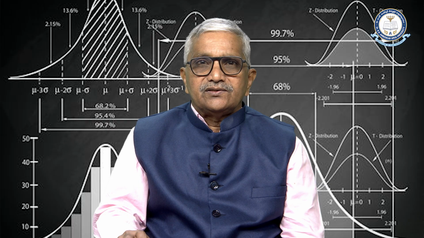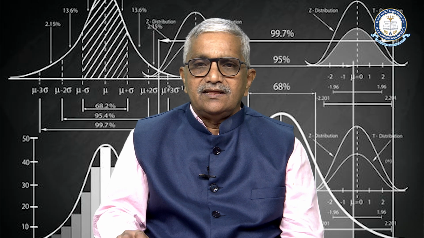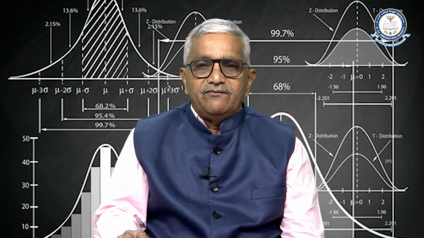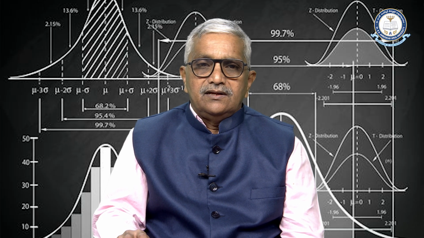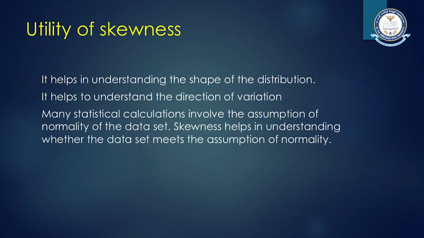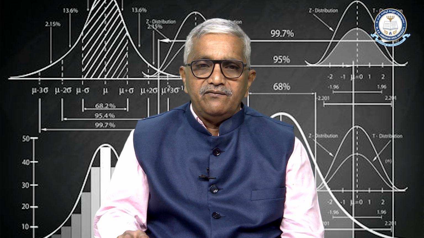What is the utility of skewness? Skewness helps in understanding the shape of the distribution, whether it is a normal distribution or it has a right tail or left tail; we can understand this with the help of the coefficient of skewness. It also helps in understanding the direction of the variation. As I have already mentioned, measures of variation give us only whether variation is there or not in the data set, but skewness helps us in knowing the direction of that variation, whether it is on the positive side or negative side.